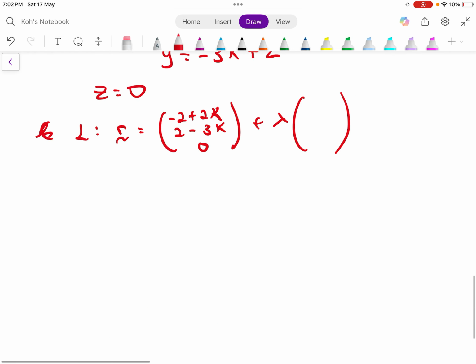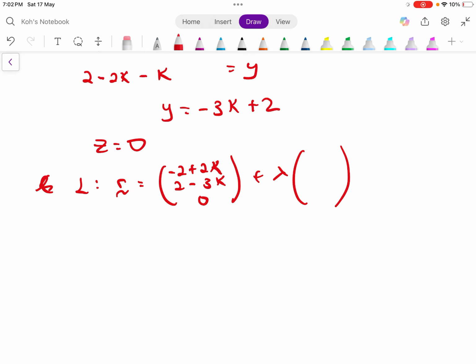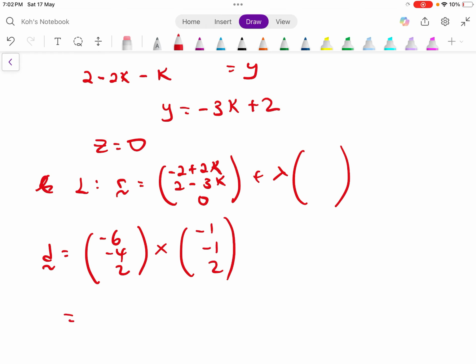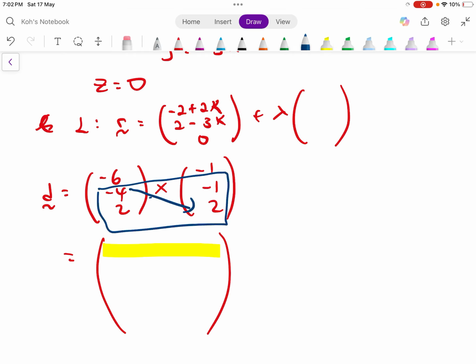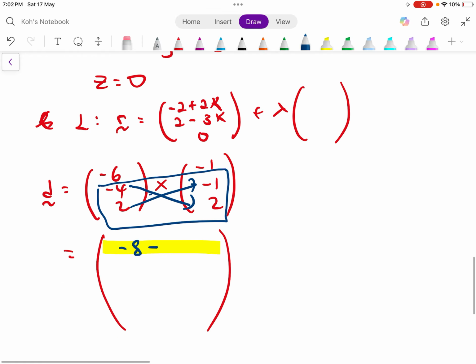So the direction is negative 6, negative 4, 2, cross with negative 1, negative 1, positive 2. Okay, let's try this. For the first one, how to do the cross? Very simple. To get this, you cover up the first part and you only see this part. So you do the cross, the first one and the second one. So it's negative 4 times 2, negative 8, minus 2, negative 2. So it's minus 2.